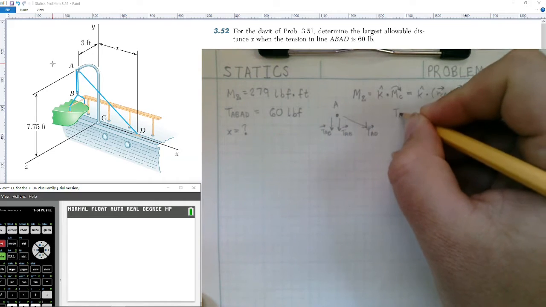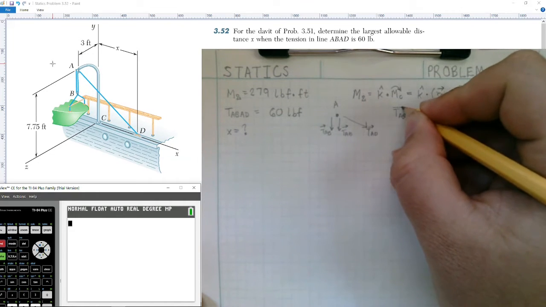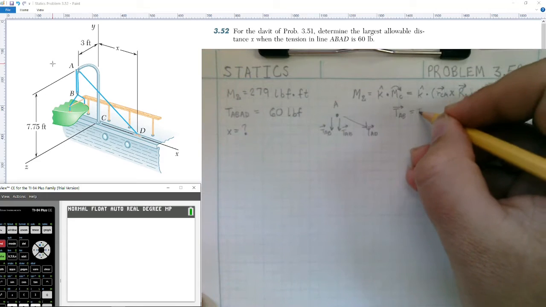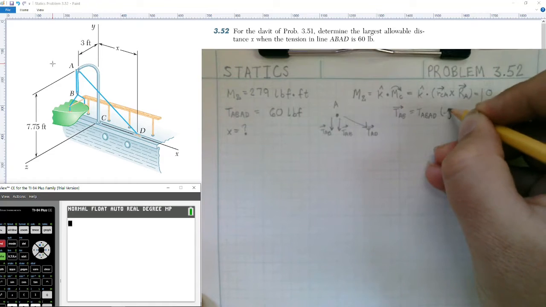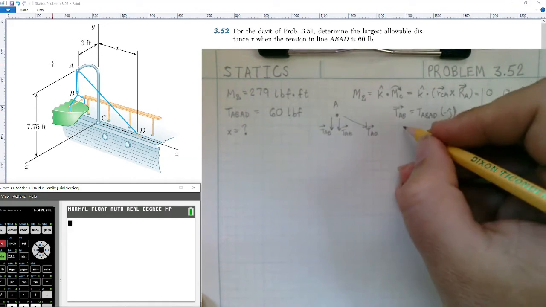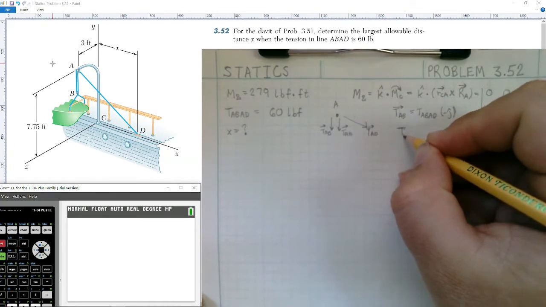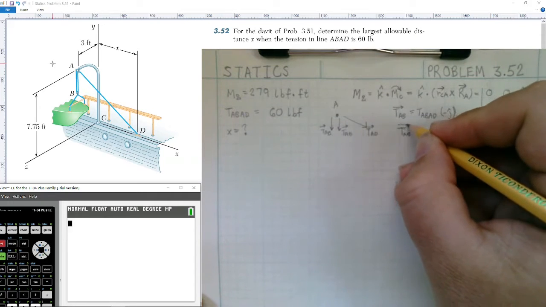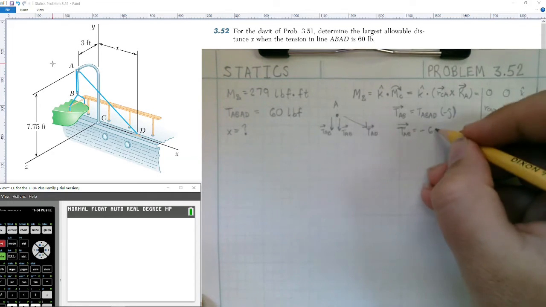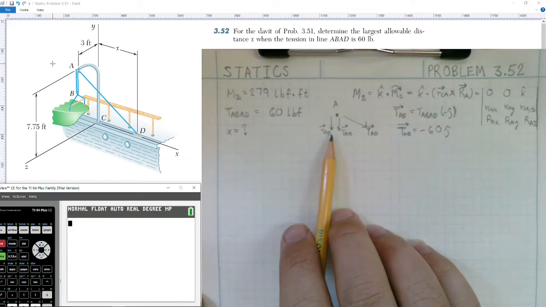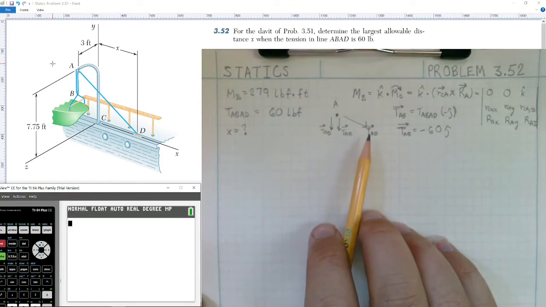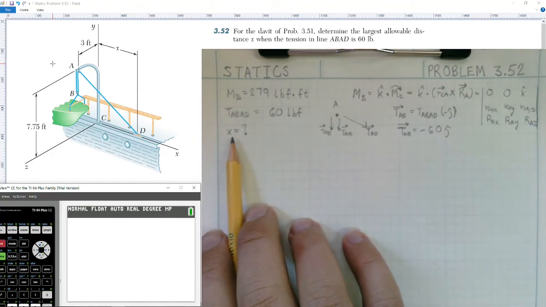So I can simply write the tension in the line AB is equal to the tension in the whole line ABAD multiplied by the negative j hat direction. And this time they give us this tension force. So this tells us the tension value from A to B is simply negative 60 pounds of force in the j hat direction. So we already have our tension in line AB. Now we need to determine what the tension vector in AD is, and that'll help us determine what the value of x maximum should be.